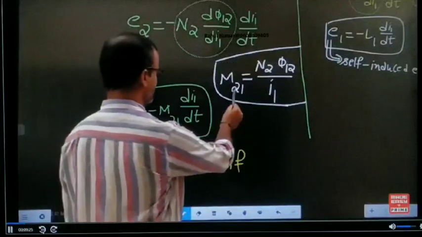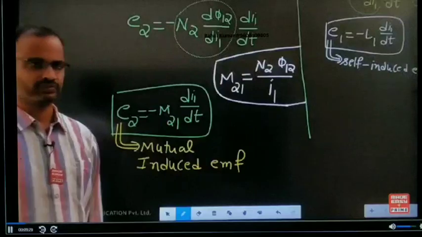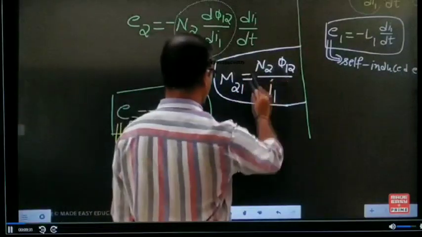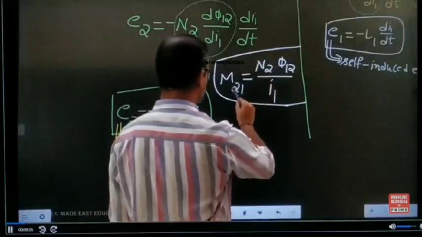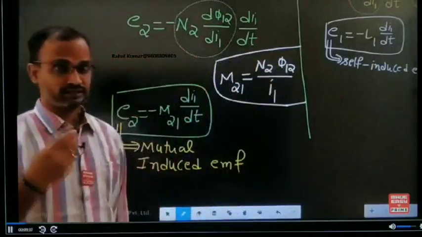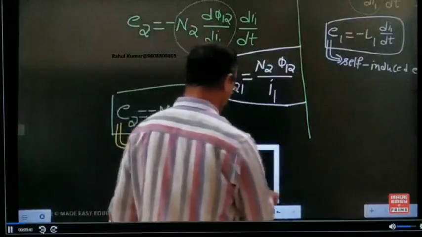The meaning of M21 is the mutual inductance of the second inductor with respect to the first one. Don't get confused between phi 12 and M21. Phi 12 is a mutual flux, but M21 means the mutual inductance of the second inductor with respect to the first one. Now write all these steps.